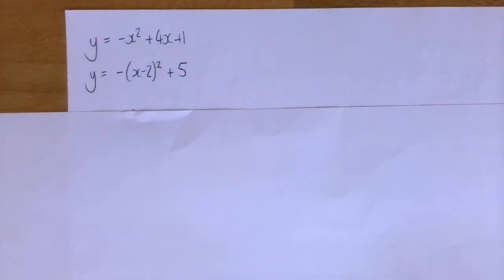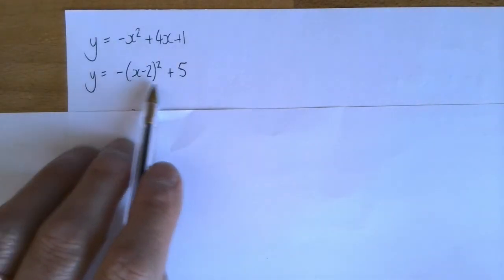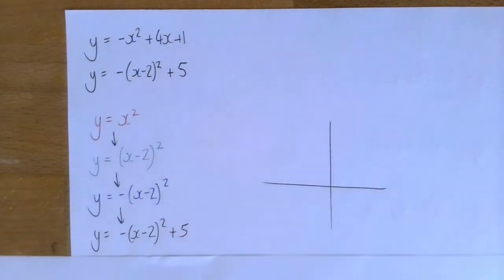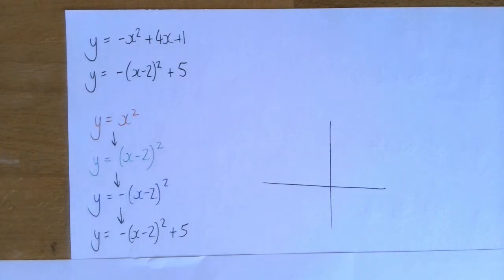Okay, here's the second one. Again, this is quite a complicated process, isn't it? Which I haven't gone through, but you should have ended up with this answer here. So I'm now going to sketch this one. And so here are the steps. There's an extra step in there this time, isn't there? So I start with the thing that I know how to sketch. That's y equals x squared.